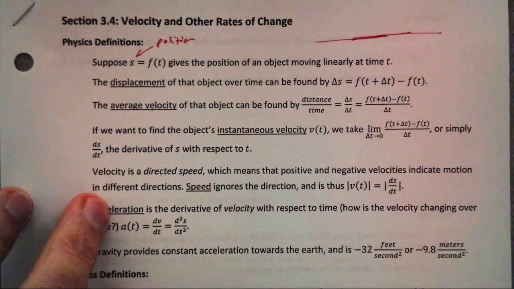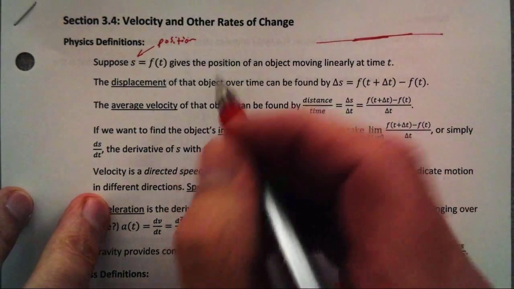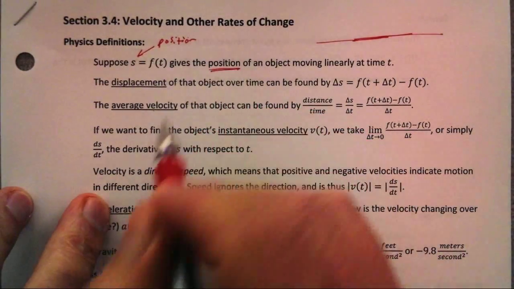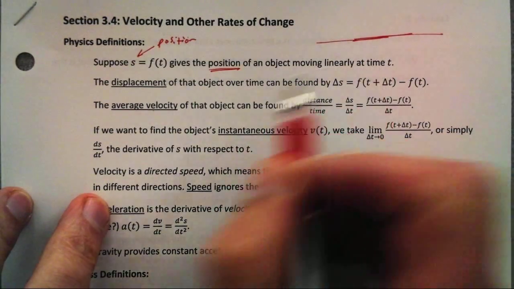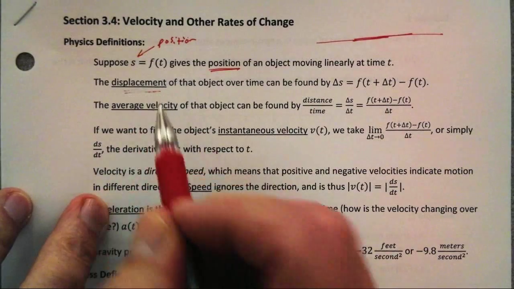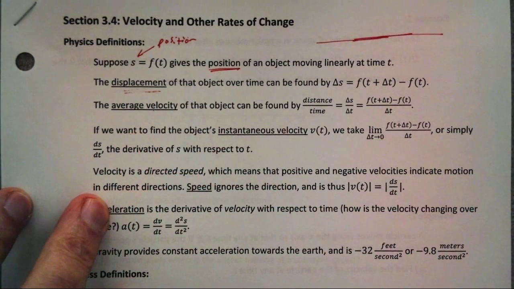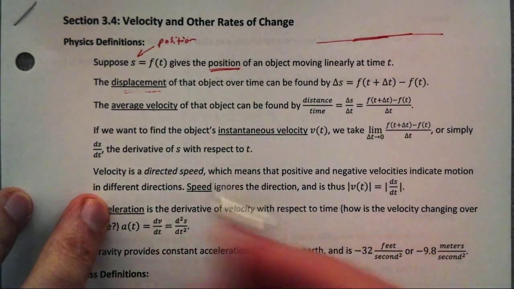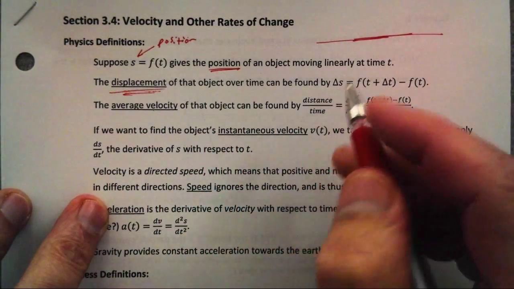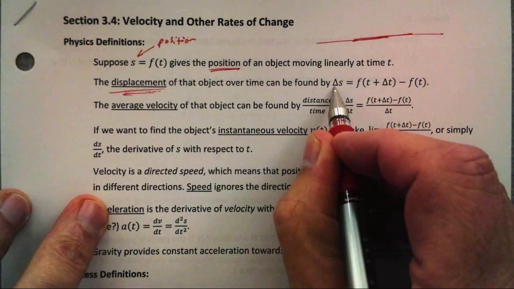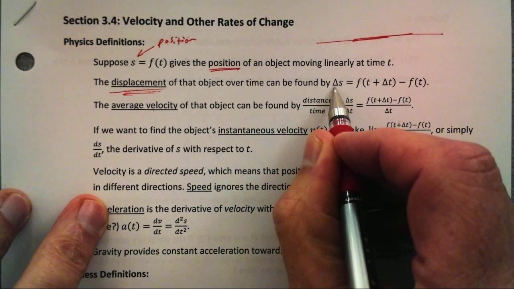Well, hopefully we get some better real-world applications. So this gives the position. That's really critical for us to recognize: position of an object moving linearly at time t. The displacement is how far the object moves. That's what displacement means. It's a vocab word. We need to be strong with that. Of that object over time is this delta symbol. This triangle is delta. That's change.